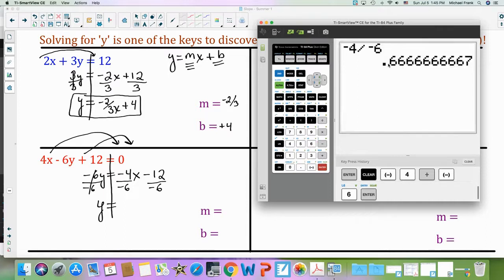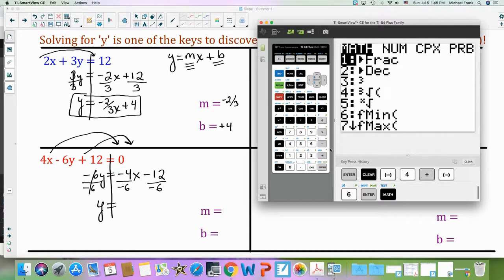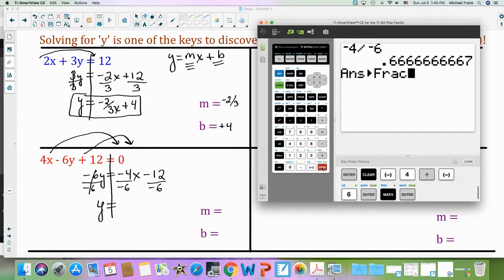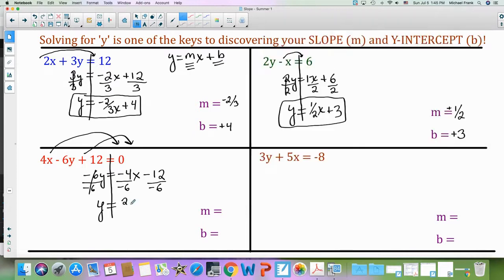Oh, again, I get a long repeating decimal, 0.6666666. The more you see this, you might get used to knowing what that actually is. But we're going to go to our math button. We're going to change it back to a fraction, hit enter 2 times, once, twice. Oh, that's a positive 2/3. Notice how a negative on top, the numerator, and a negative on the bottom, when you divide a negative and a negative, it becomes positive. So this is actually a positive 2/3 x.